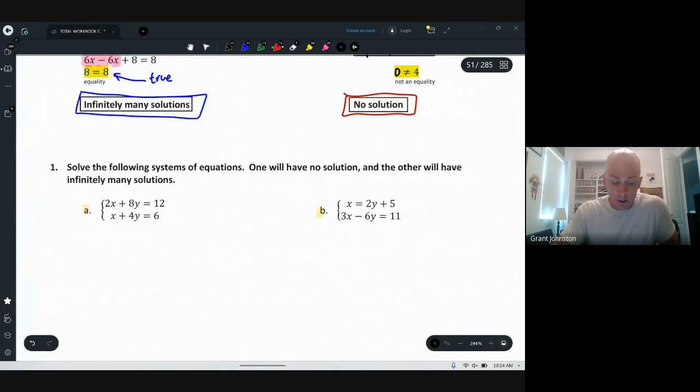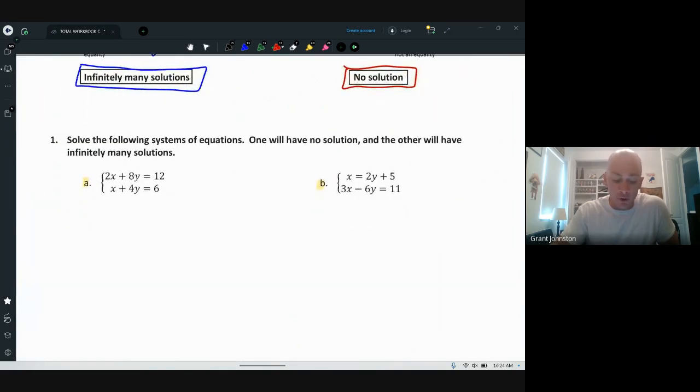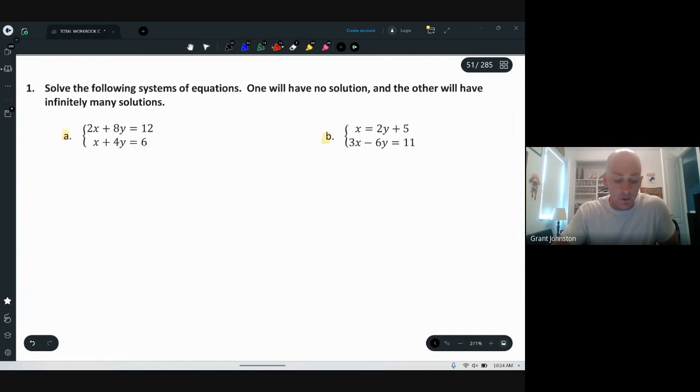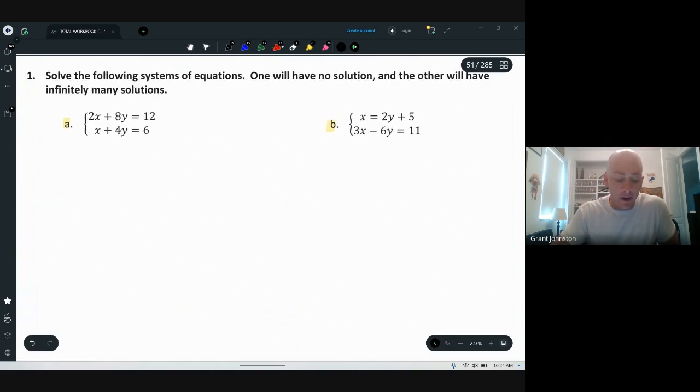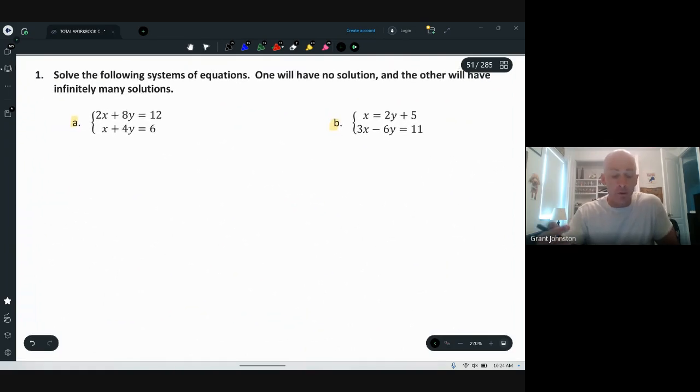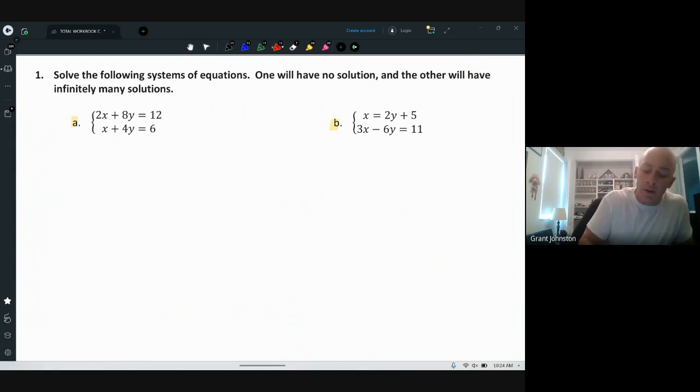So here we go. Number 1, solve the following system of equations. One will have no solution. The other one will have infinitely many solutions. So letter A is better set up for elimination because neither of them are solved for a variable. I'm going to try to eliminate the x's. So I'm going to multiply this equation by -2 so I can get a -2x.